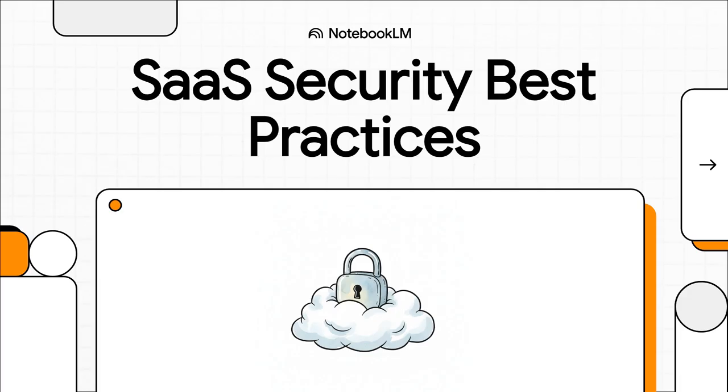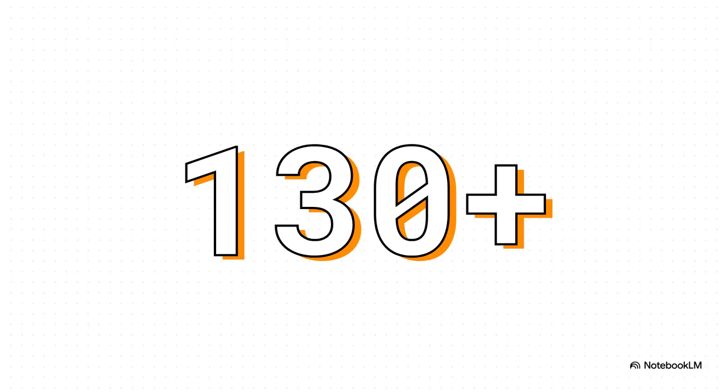organization's most sensitive data. Okay, let's dive into this with a number that should honestly just stop you in your tracks. 130. Based on recent data, the average organization today uses over 130 different software-as-a-service applications. I mean, really let that sink in for a second. That is not just 130 tools making your team more productive. We are talking about 130 separate attack surfaces.